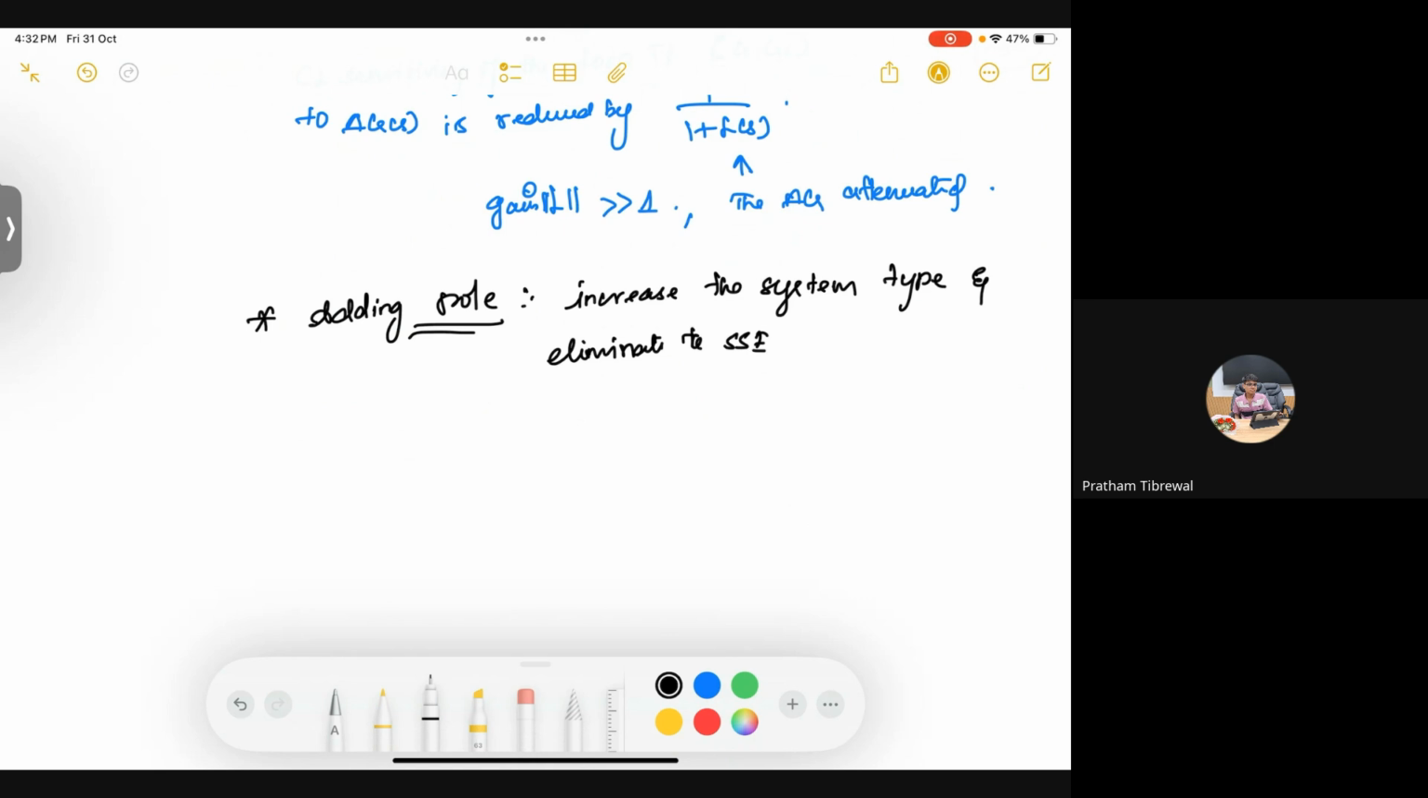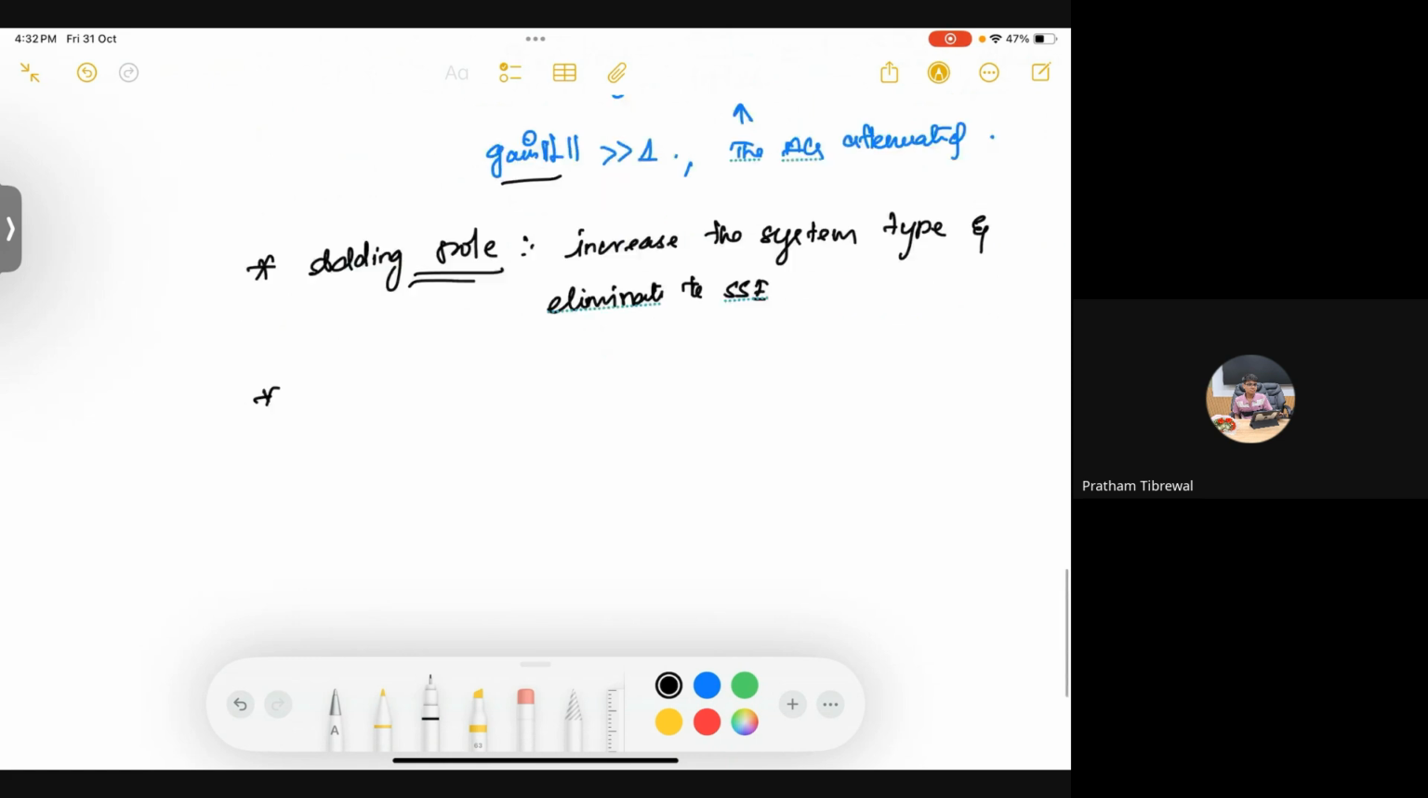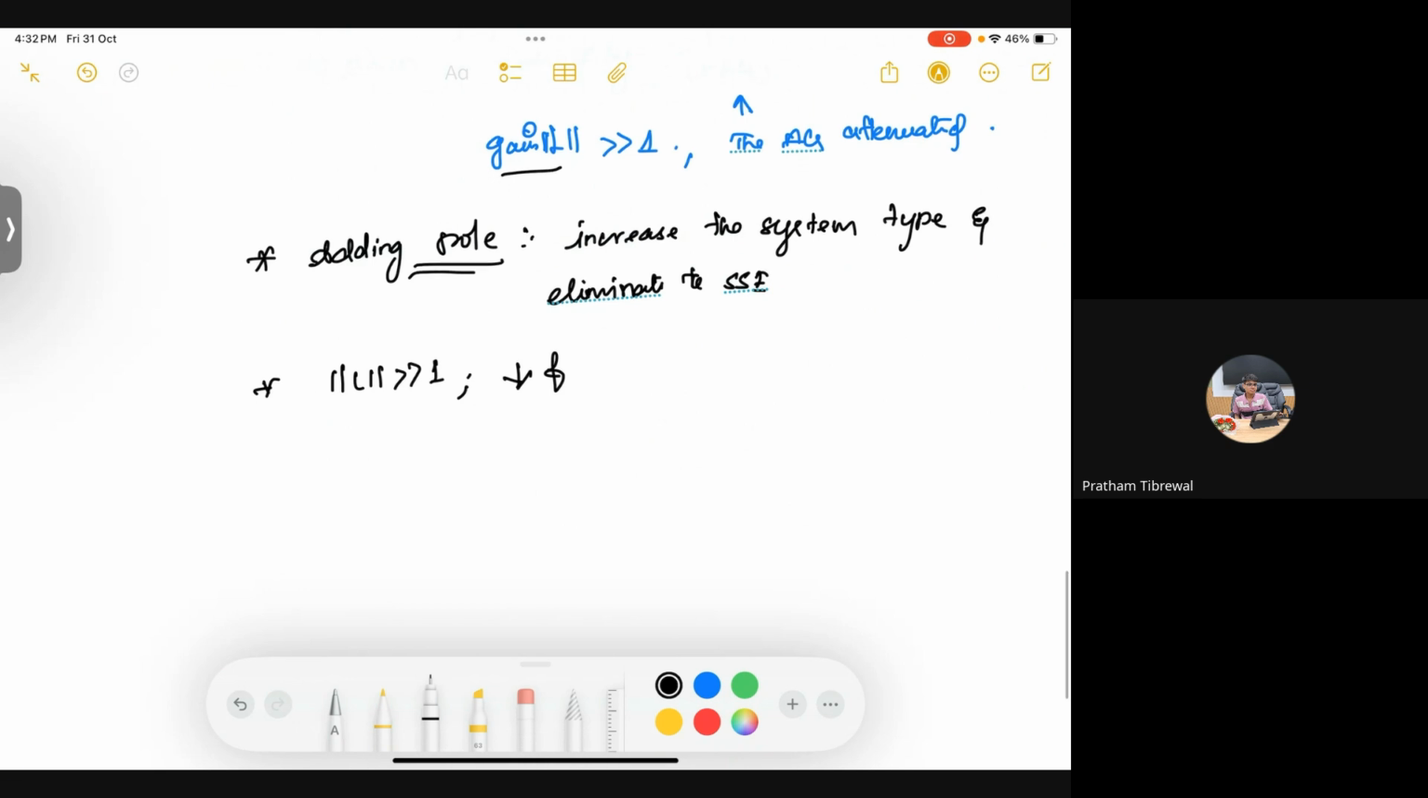Right, but this will be applicable for some input classes like step and ramp only. Then when I'm considering the increased loop gain here, for example, if the loop gain is much greater than 1 at low frequencies, to attenuate low frequency disturbances, we reduce the loop gain at high frequencies. So when we have a greater loop gain at low frequencies, this reduces the loop gain at high frequencies.